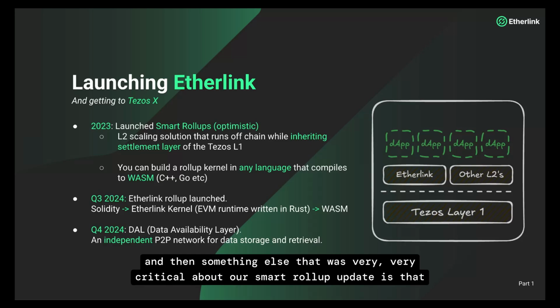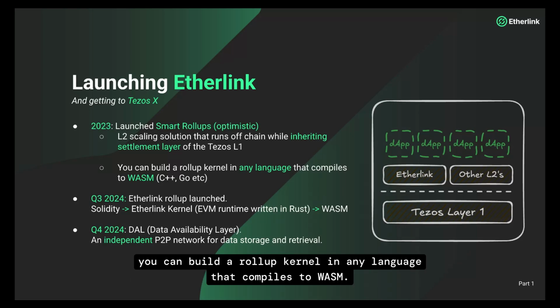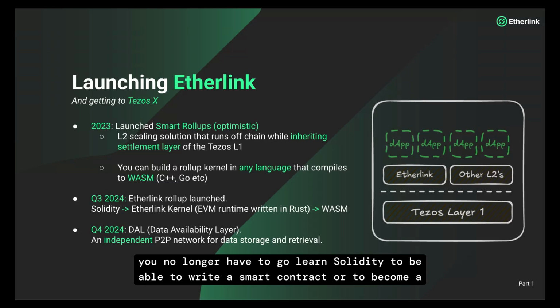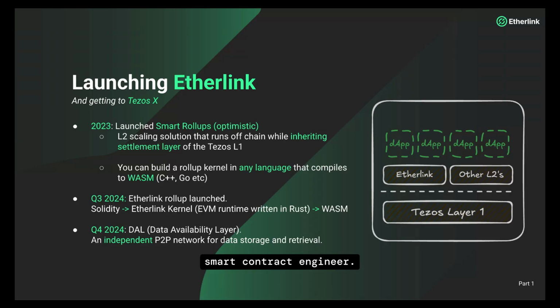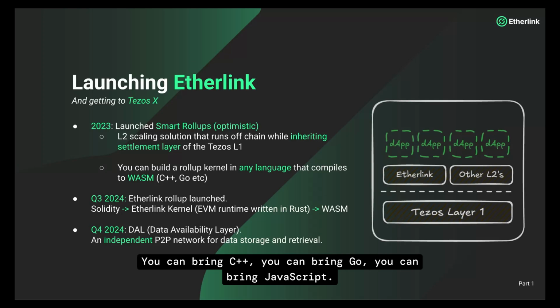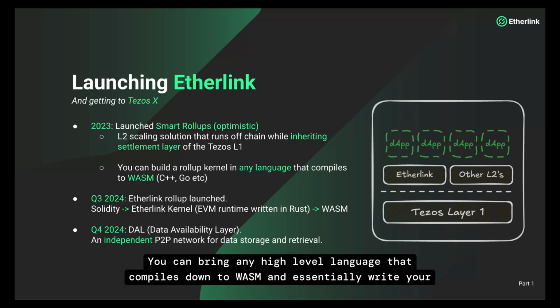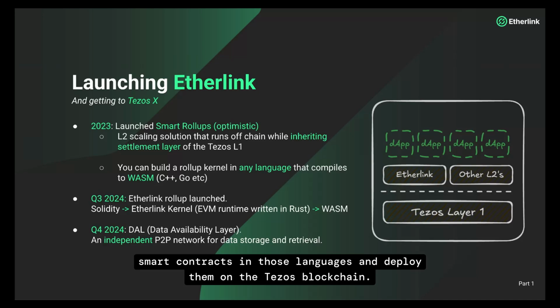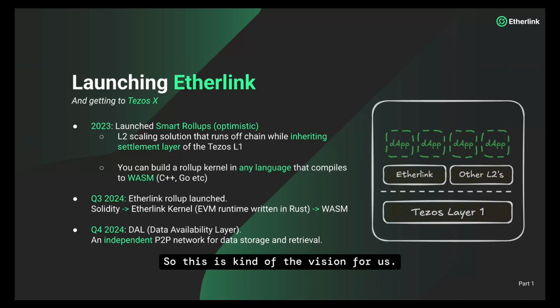Something else that was very critical about our smart rollup update is that you can build a rollup kernel in any language that compiles to WASM. So imagine that you no longer have to go learn Solidity to be able to write a smart contract or to become a smart contract engineer. You can bring C++, you can bring Go, you can bring JavaScript, you can bring any high-level language that compiles down to WASM and write your smart contracts in those languages and deploy them on the Tezos blockchain. So this is the vision for us. This is what gets us excited every single day.